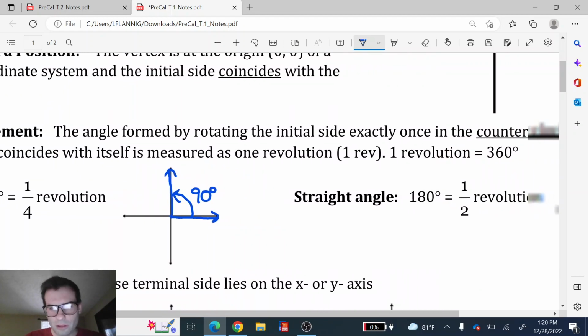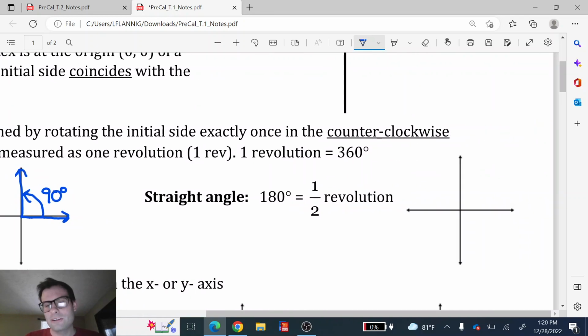Now a straight angle, a 180-degree angle, is 1/2 the way around. So again, we're going to start with our standard position and work our way to a straight line. That is a 180-degree angle, or a straight angle.